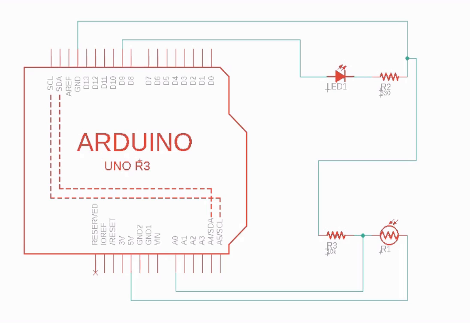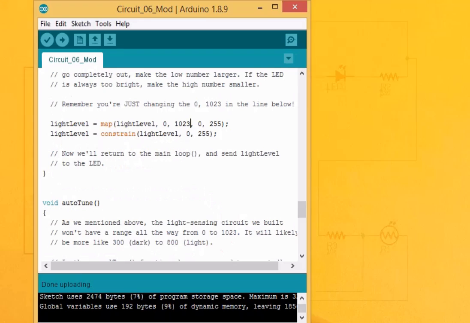So hooked up this way, the LED should light up when there's light on the photoresistor and go dark when I'm covering the photoresistor. So let's head over to the sketch.